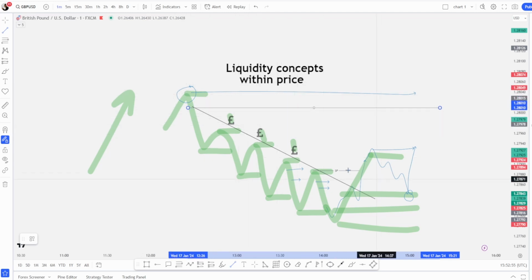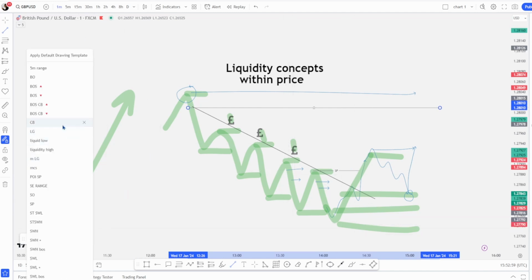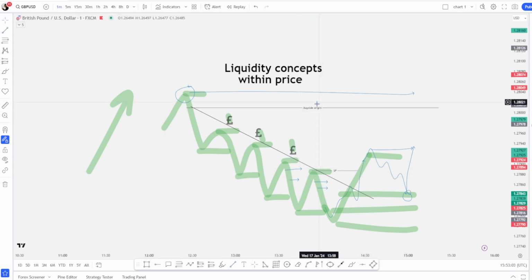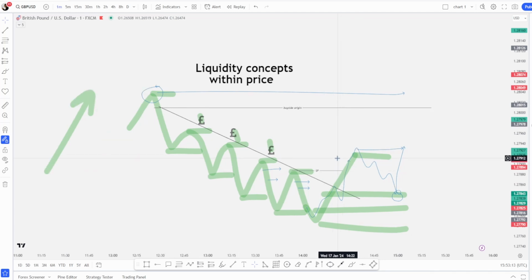Okay. So when we run this SP, we will begin to look for price to reach the buy side origin. And this is the origin of these orders being introduced into the market and the origin of price action delivering down in this case.